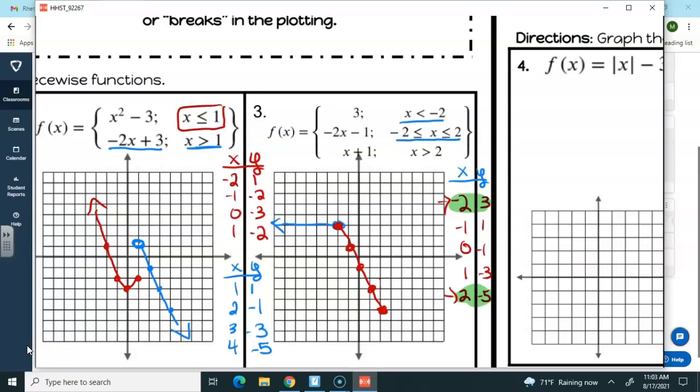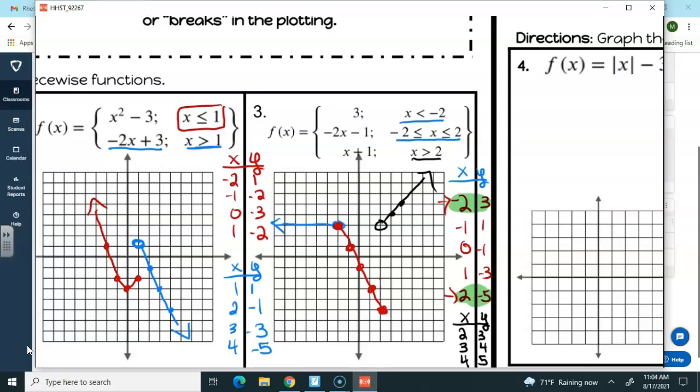Okay, the last one is x plus 1, and it's going to be greater than 2. All right, so I'm going to do the chart down here, x, y, and we're going to have 2, 3, 4. If I plug in 2, 2 plus 1 is 3, 3 plus 1 is 4, 4 plus 1 is 5, and you can also use your graphing calculator. So this is going to be an open circle at (2, 3). And then (3, 4), and (4, 5). And it's going to go off to the left.